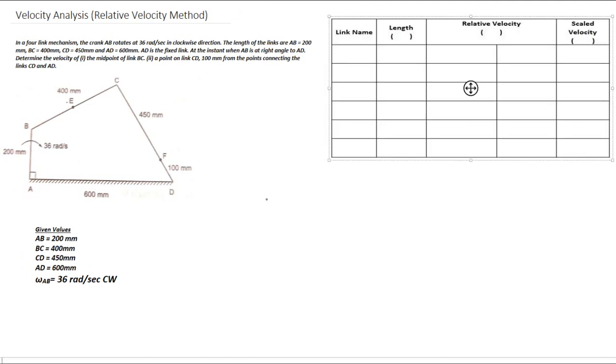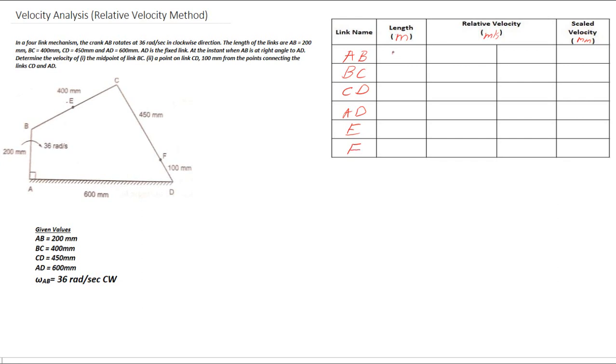So next we have to fill the table: the relative velocity in meter per second, and the scaled velocity in mm. This is the scale of the velocity diagram, the measurements that we use for drawing it. First of all, the link names are AB, next BC, next CD, then AD. Next we have to find the velocity of the point E and the velocity of the point F.